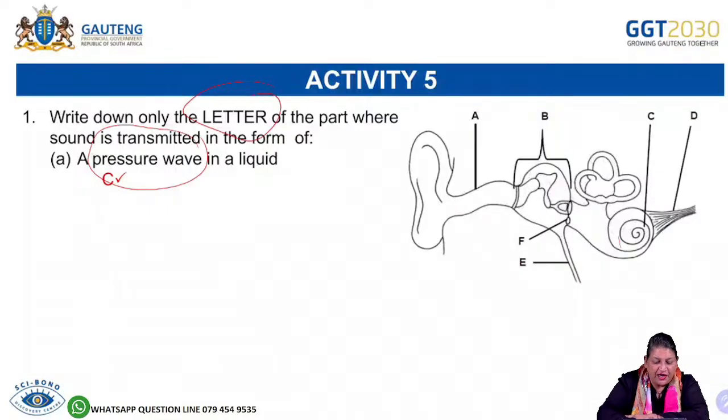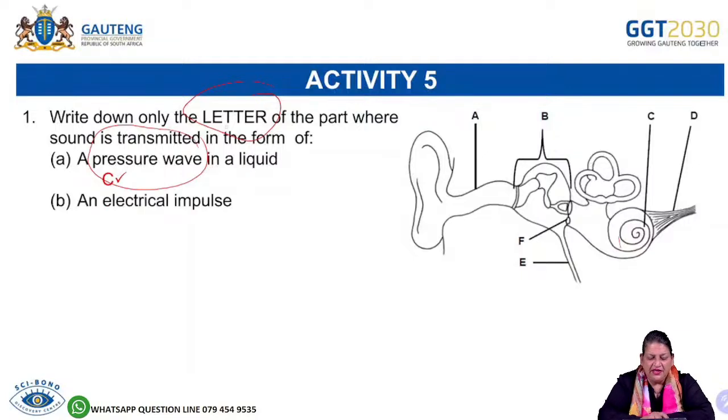So the letter of the part where sound is transmitted in the form of a pressure wave inside a liquid can only be, not D, because that's not a liquid, it's a nerve. It can only be C. So somehow, learners, you must be able to eliminate the parts, and that's how you get to the right answer, as long as you know your work. So the pressure wave is going to be C. Write down the letter of the part where sound is transmitted in the form of an electrical impulse. An impulse is always carried by the nerve, so that is going to be D. Okay, that's going to be D.